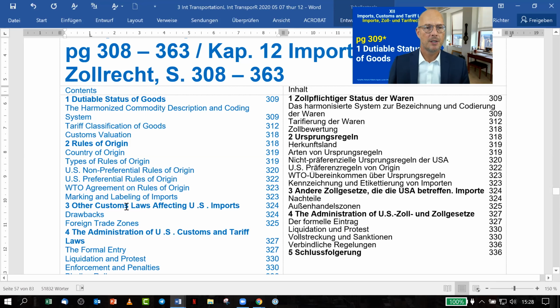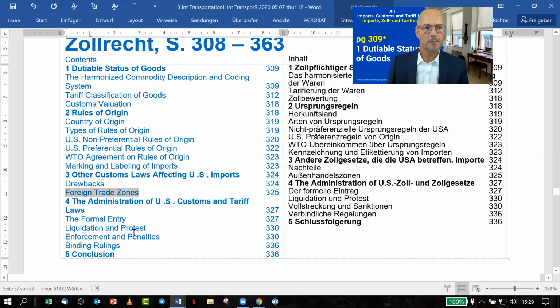In the third chapter, there's a very interesting case about the other customs duties affecting US imports, and we will take a look at drawbacks, the system of drawbacks, and the foreign trade zones. In chapter 4, we see how the US customs and tariffs law is administered and that they have a lot of formal things to do, for example, formal entry, liquidation, protest, enforcement, and penalties if you don't follow the rules.